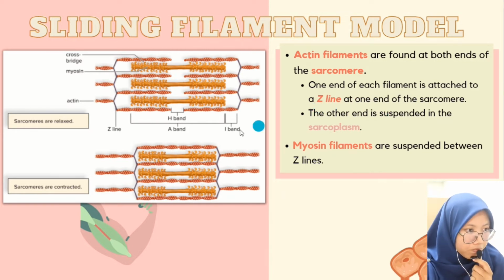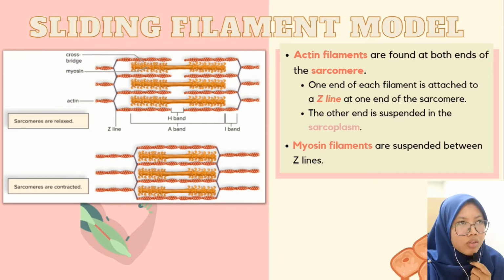As you can see here, this whole diagram is a sarcomere, and at the small part at the end of the sarcomere we have actin, attached to the Z line, which we can see like branches, and the other end is suspended in the sarcoplasm. The sarcoplasm acts as a medium, with the same function as cytoplasm.